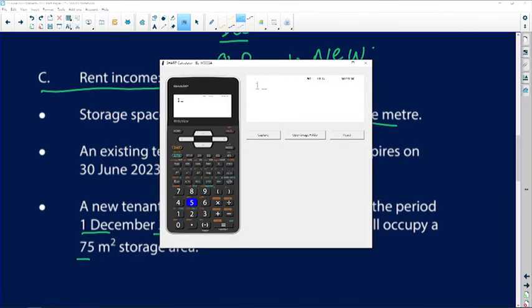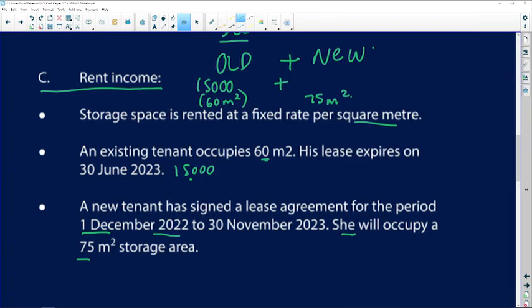So 15,000 is for 60 square meters. So if I divide that by 60, the rent per square meter is 250 Rand. The new tenant will occupy 75 square meters, so 250 times 75, and her rent per month will be 18,750. Remember, she's going to end up paying slightly more.